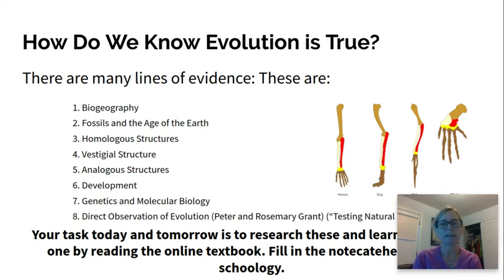And so evolution has many components to how we know that it happened and is happening. There's biogeography, fossils, homologous structures, vestigial structures, analogous structures, embryological development, genetics and molecular biology, and direct observation. Peter and Rosemary Grant, who we'll learn more about next week. So the note catcher is in Schoology. You're going to fill that in. You have 2 days to do that, okay?